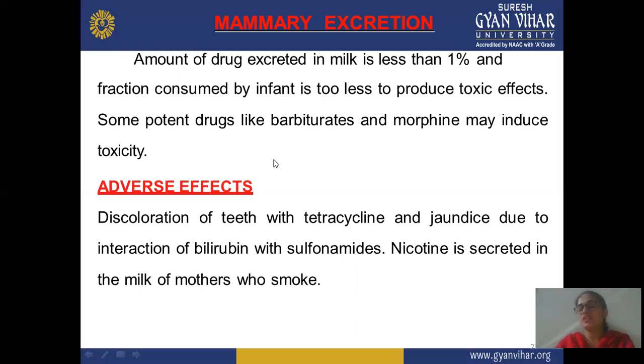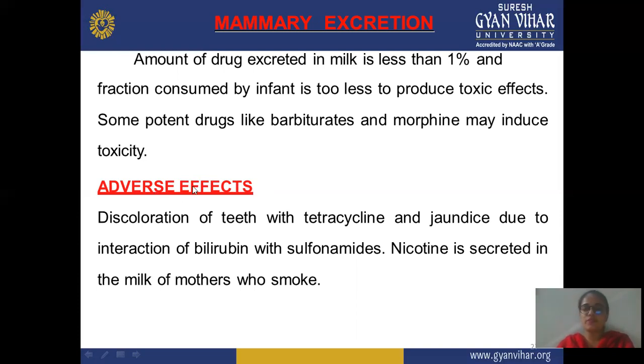But some drugs may be toxic when excreted by this mammary route and show more toxic effect in infants. And in the toxic or potent drug category, we mainly include examples like barbiturates and morphine-type drugs, which show more toxicity when excreted by mammary excretion.